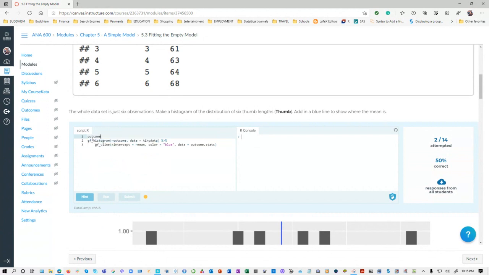Outcome.stats. Okay, I'm going to go to that one and then get the favstats of that variable. Okay, thumb tilde data.